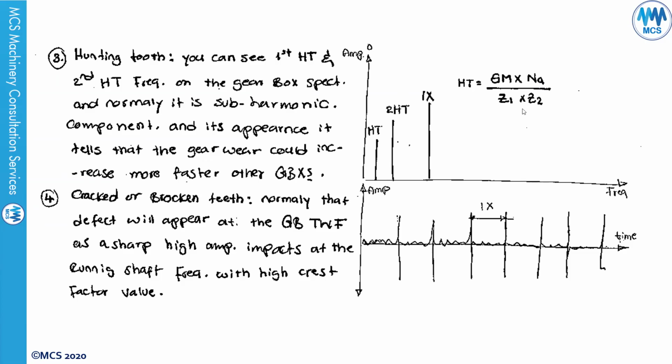The hunting tooth frequency will be equal to the gear meshing frequency divided by the product of the number of teeth of the first gear and the second gear, and the common factor product. There is a way to calculate this common factor, and the result will be very helpful to calculate the hunting tooth.